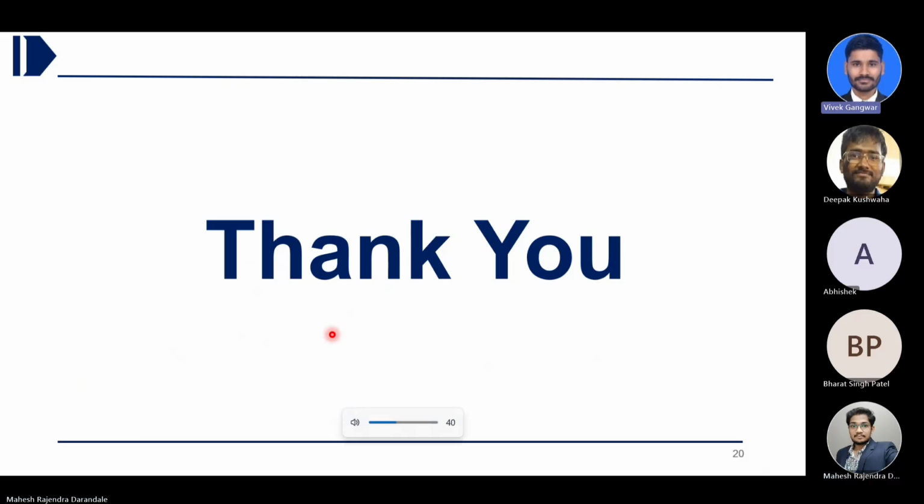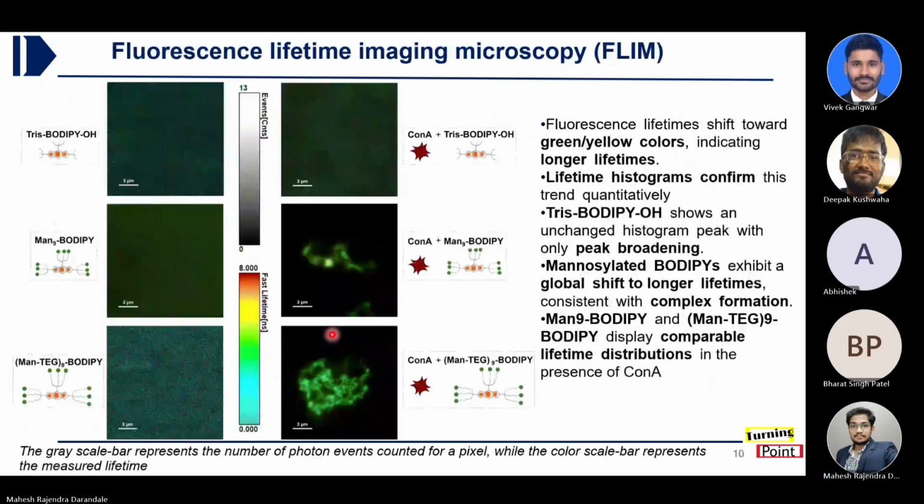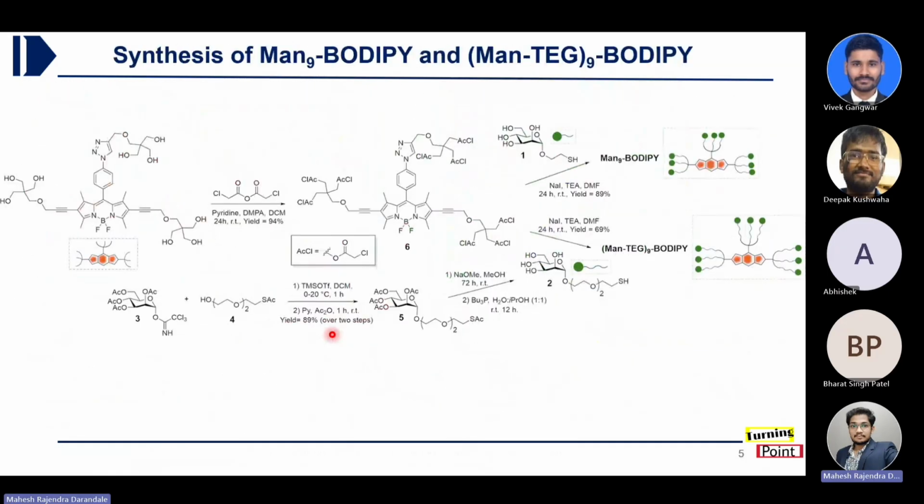Yes. I have one question. Go to the synthesis slide. After this 3 and 4 glycosylation, why do they use pyridine and acetic anhydride?